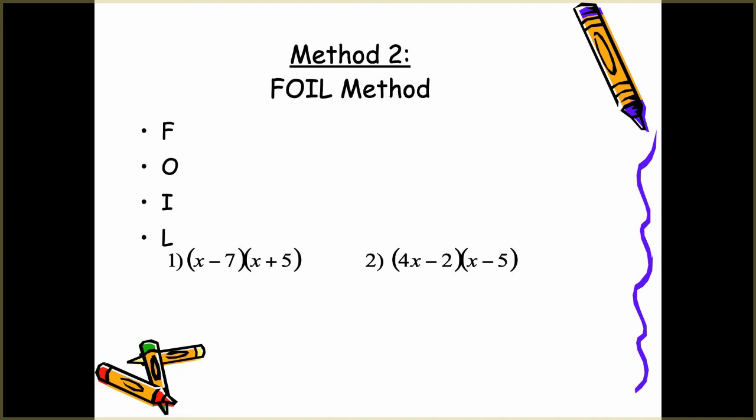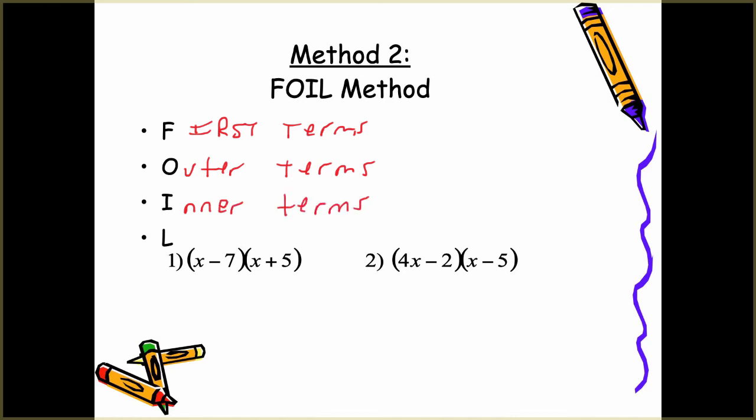FOIL stands for first. So what you do is you take the first terms and multiply them together. And I'll demonstrate here in a second. The O stands for outer terms. You multiply the outer terms together. The I stands for inner. You multiply the inner terms. And then you do the last terms. So what does this look like?